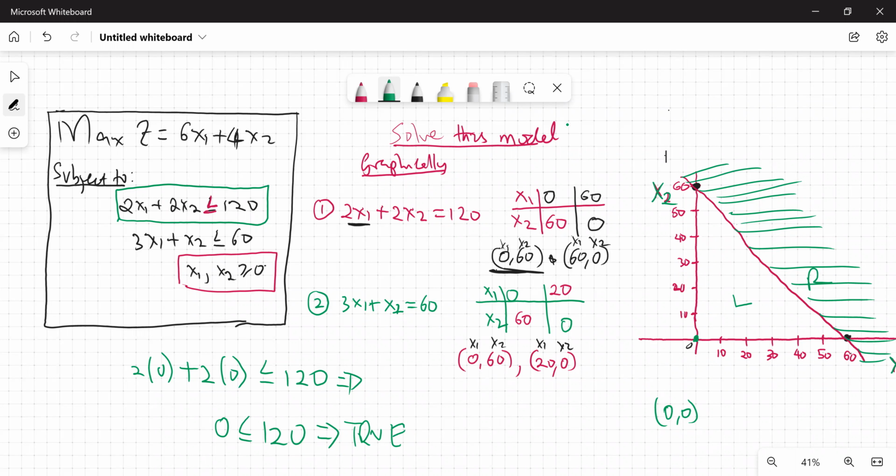It will be the same if you picked another point, but you don't need to pick 2 points. If you pick a point like 60, 30, which is on the other side, what will you get? You will get 2 times 60 plus 2 times 30, which says that 180 is less or equal to 120. Is that true or false? False. So that's why I'm shading the unwanted side. So you shade this side.